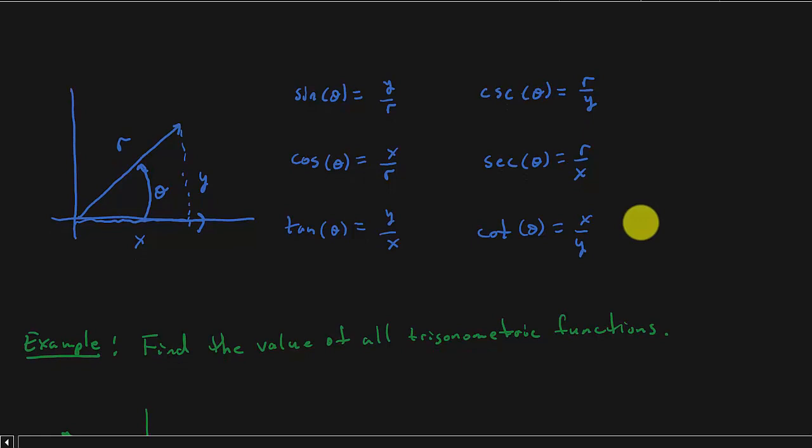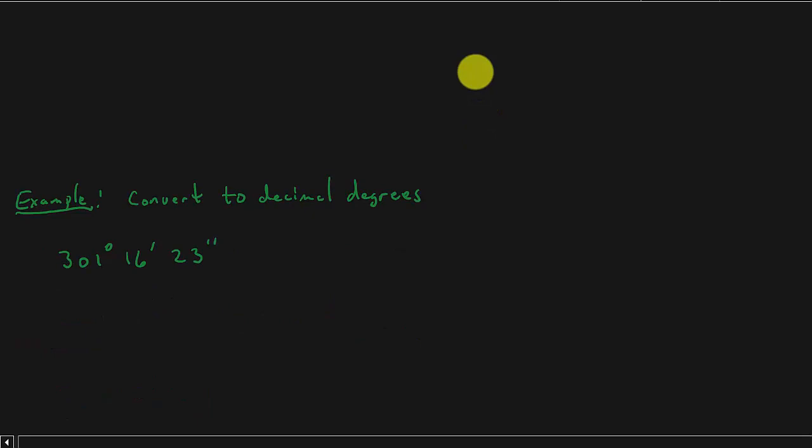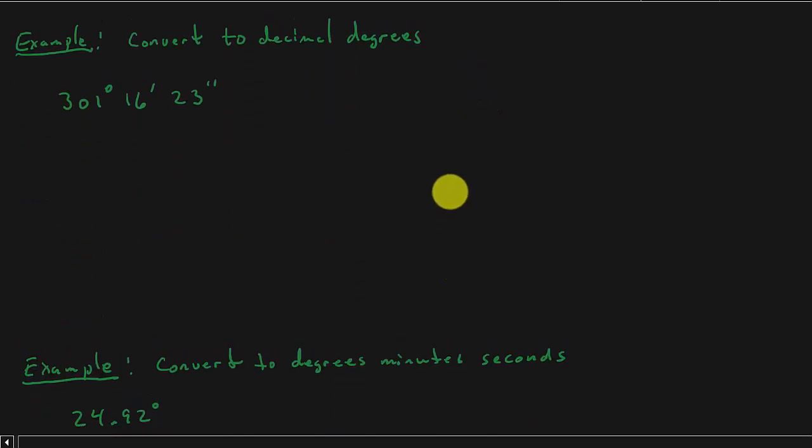All right, so I'm going to come back to this in just a minute. I want to come down here first and work this example. Converting from decimal to degrees, minutes, and seconds, and converting from degrees, minutes, and seconds to decimal degrees. All right, so here we have an angle measure in degrees, minutes, and seconds, and I want to convert it to a decimal.